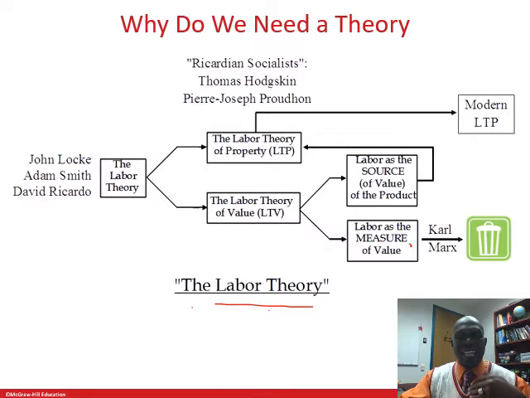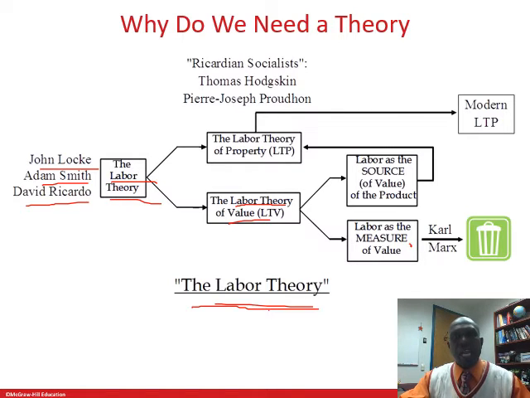This is the diagram of the labor theory. The idea of the labor theory was developed by John Locke, Adam Smith, and David Ricardo. So the labor theory can be divided into two branches. The first one is the labor theory of value, and the second one is the labor theory of properties.